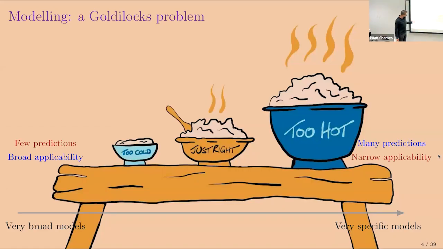It's a Goldilocks problem. Like anything in the world, you live on a spectrum. You can have very broad models or very specific models. Obviously, broad models can't make any predictions, but they can be applied to anything. They are equally useless everywhere. Very specific models can make a lot of predictions, but they are specifically useless. So you have to be somewhere in the middle, and that's where we are aiming.